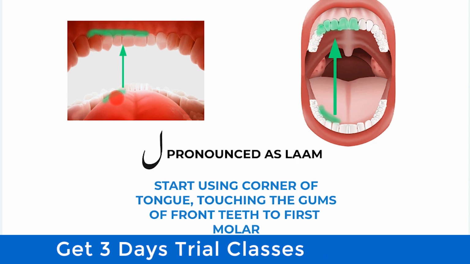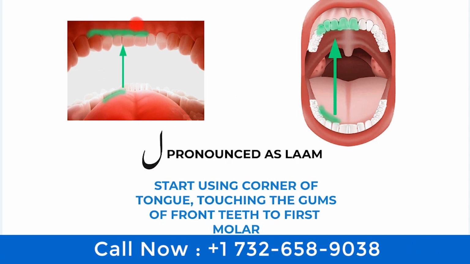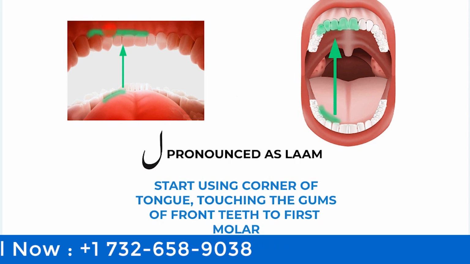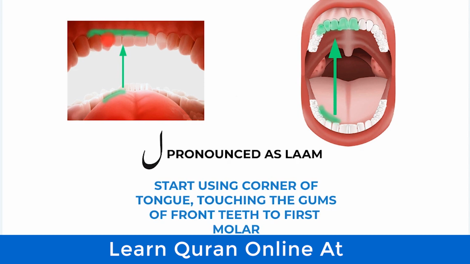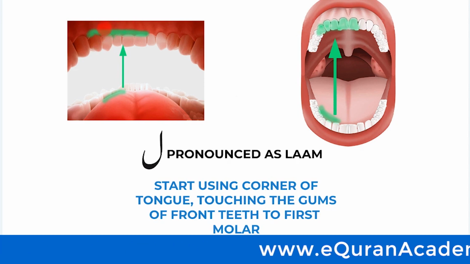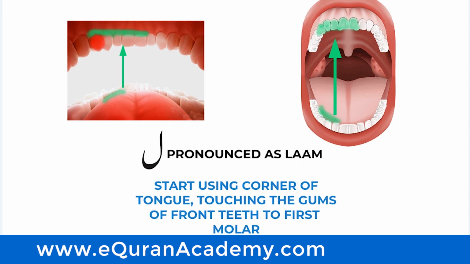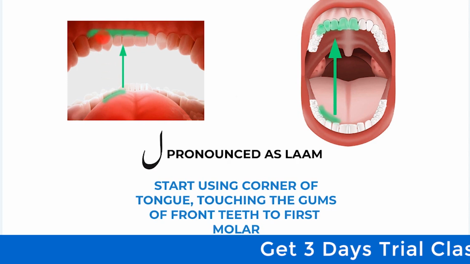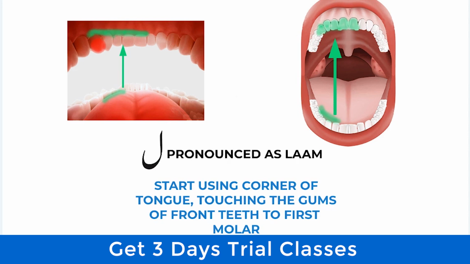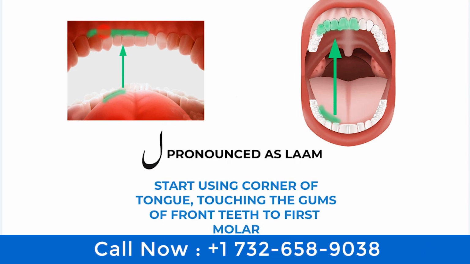For pronouncing lam, touch the corner of tongue with the base or gums of three front teeth and first molar, which is along them. From here, you can see green line. This is gums of front teeth. This is first molar. From here, you can pronounce lam. You can pronounce either way, right hand side or left hand side, up to you.